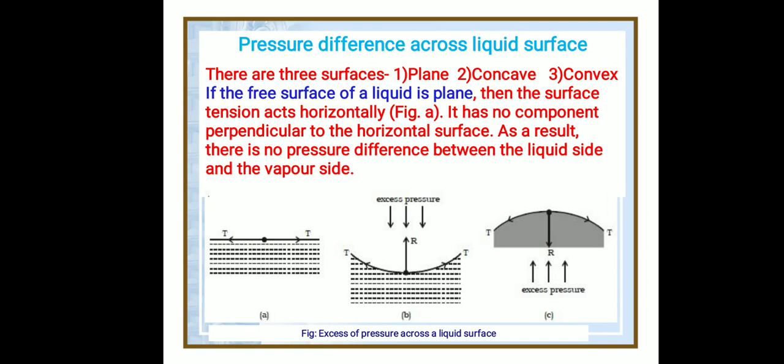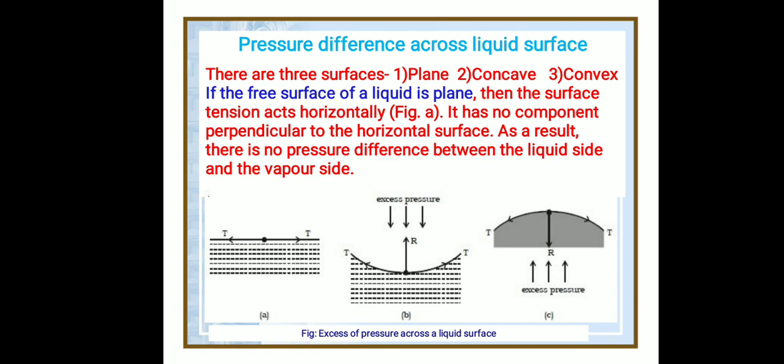If the free surface of the liquid is plane, then the surface tension acts horizontally. It has no component perpendicular to the horizontal surface. As a result, there is no pressure difference between the liquid surface and the vapor side. So, the excess pressure applied on the plane surface is zero.